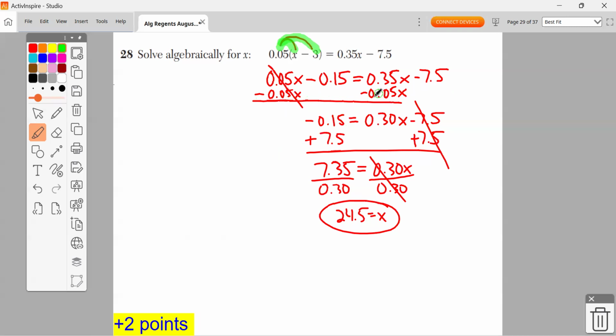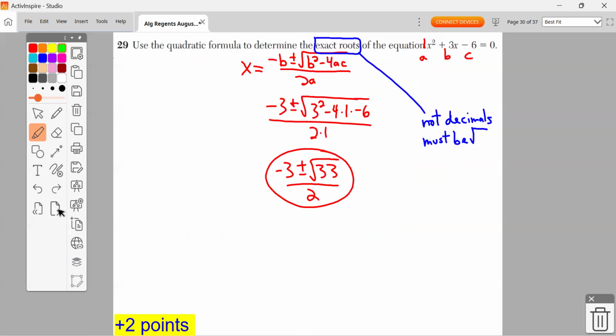subtracted 0.35x from both sides or added 7.5 to both sides. So anyway, I chose to subtract the smaller of the two letters, minus 0.05x, bring down your negative 0.15 equals 0.30x minus 7.5. Now it's just a two-step equation. Add 7.5, add 7.5, divide by 0.30 on both sides, so you get an answer of 24.5.